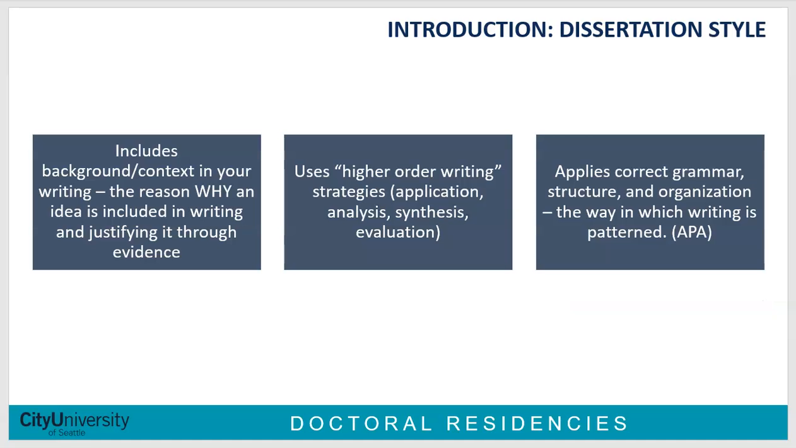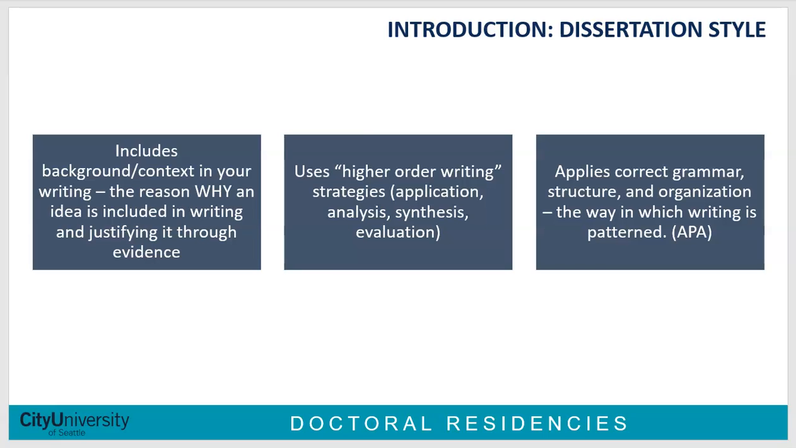Now, to talk about the dissertation, obviously it is an academic written project, and academic writing in the dissertation has a few components, and I just want to list out three of them here. The first thing is that it includes the background and context in your writing. In other words, why are you writing this idea? Why is it included? And justifying that idea through evidence.